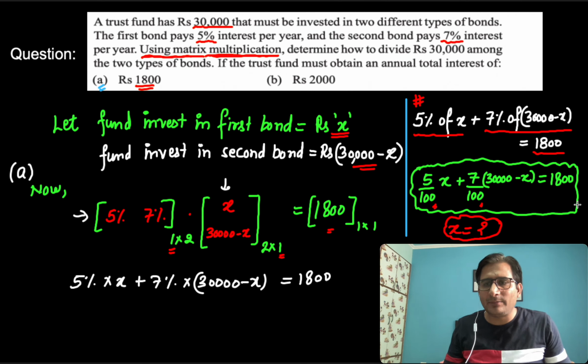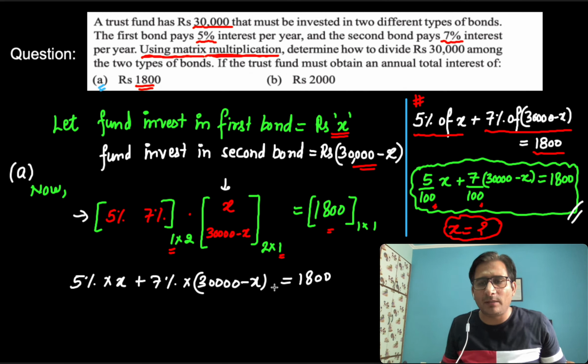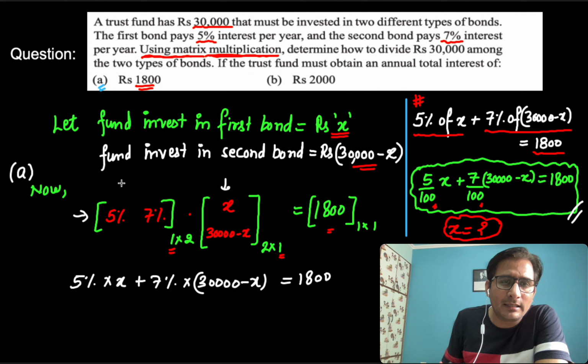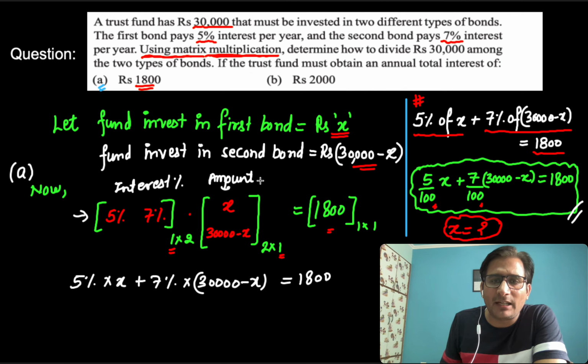If you look at this, the equation is the same as in the simple approach, but we have to represent it in matrix form like this. This is the matrix for interest, and when the interest matrix is multiplied with the amount matrix, we get the total interest. So the interest percentage multiplied with the amount gives the total interest amount.